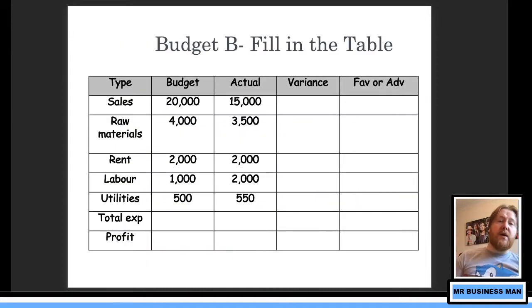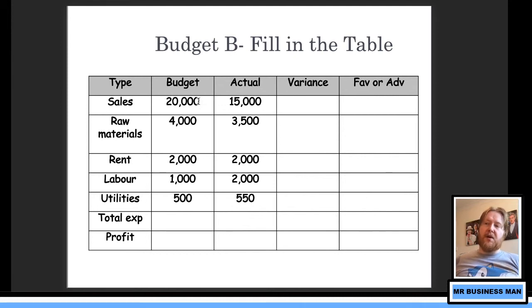Okay, so have a go at this. Pause the stream if you've not had a go at variance analysis before. All I want you to do is work out these ones at the bottom. Let me show you. Variance is the difference between the budget and the actual. And then favourable or adverse: is it better than we thought or is it worse than we thought? You'll have to figure it out from sales.